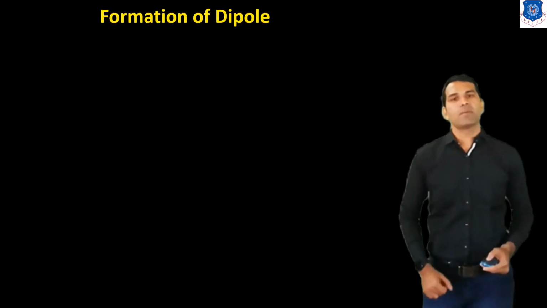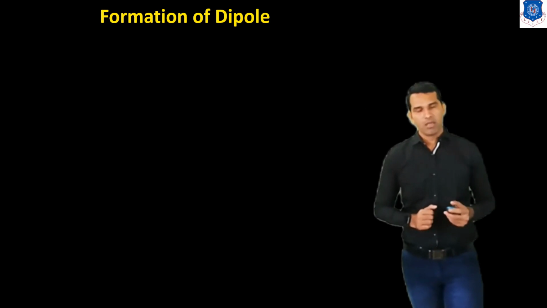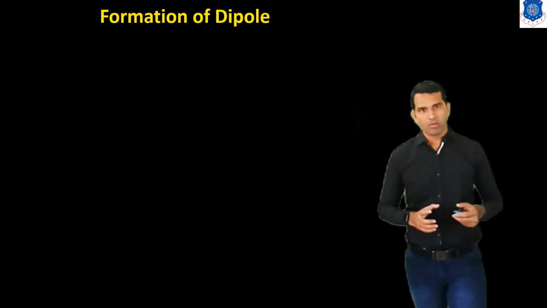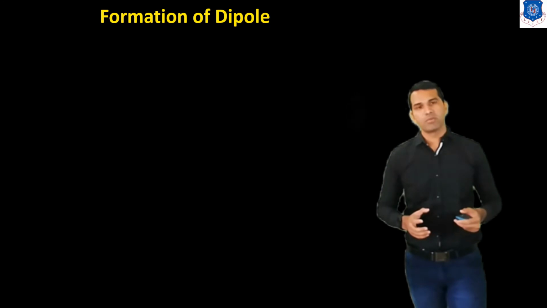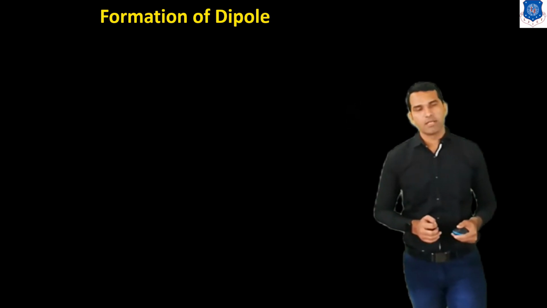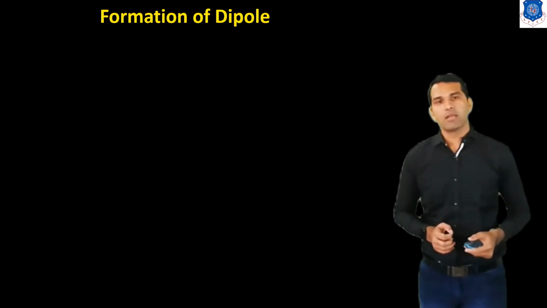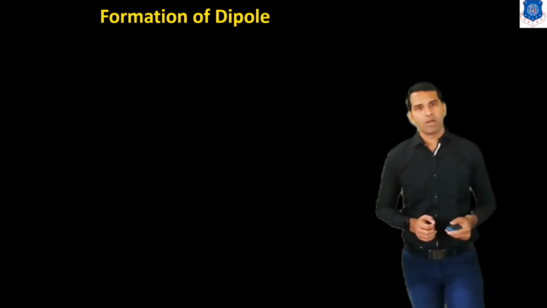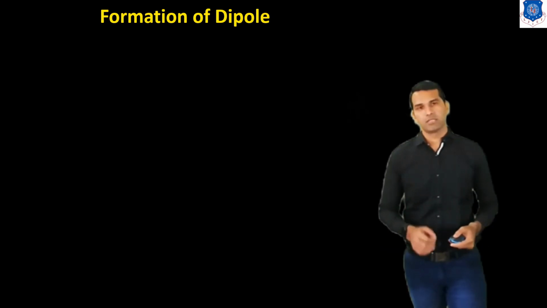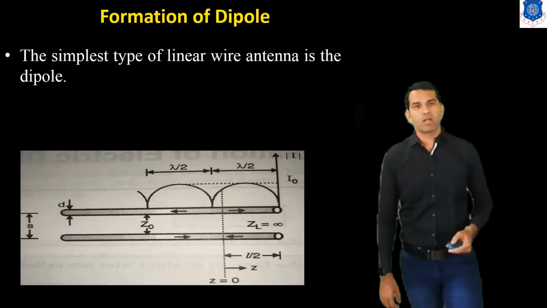Now we understand the formation of the dipole antenna. We have discussed this topic, that means how we can make the dipole antenna, in chapter number 1. So we had a little discussion about the dipole antenna in chapter number 1. Now in detail we study how the dipole antenna is formed and how it radiates energy in this lecture.